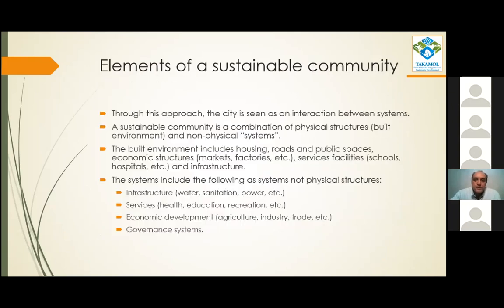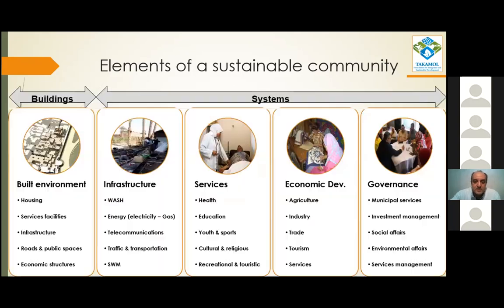So now we move to the elements of sustainable communities, and I'll skip the text and move to this diagram. You can see the city or a sustainable community as a combination of built environment, or buildings, and some systems. The buildings include the housing, the services and facilities, the infrastructure, the roads and public spaces, and the economic structures like markets and so on.